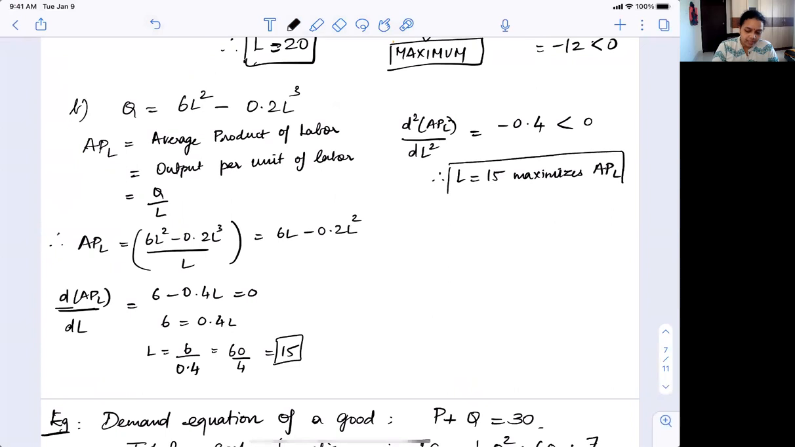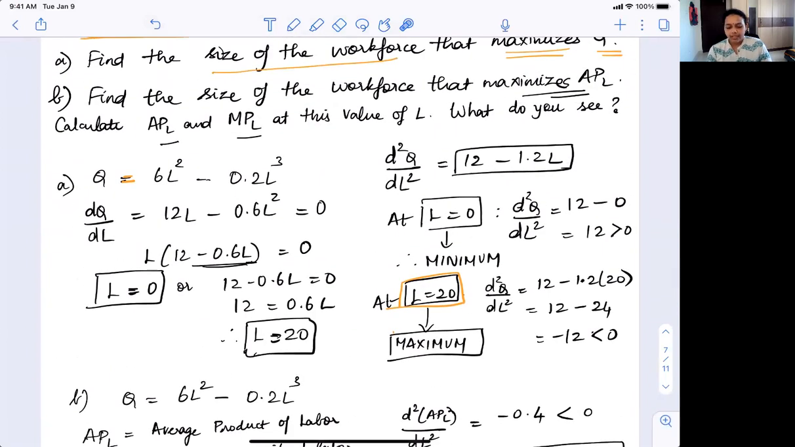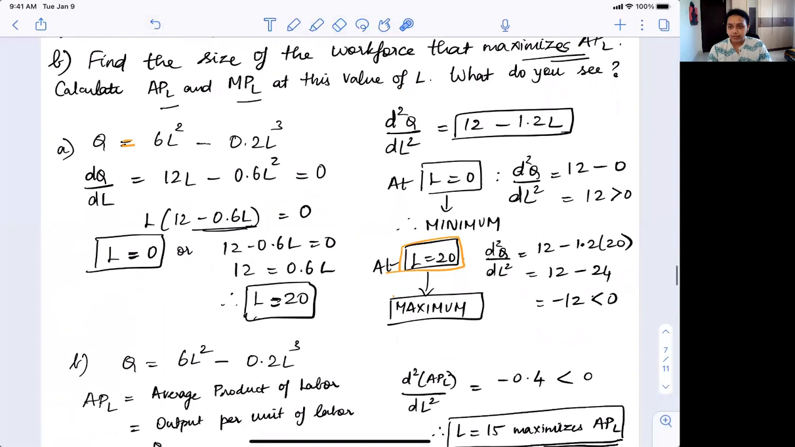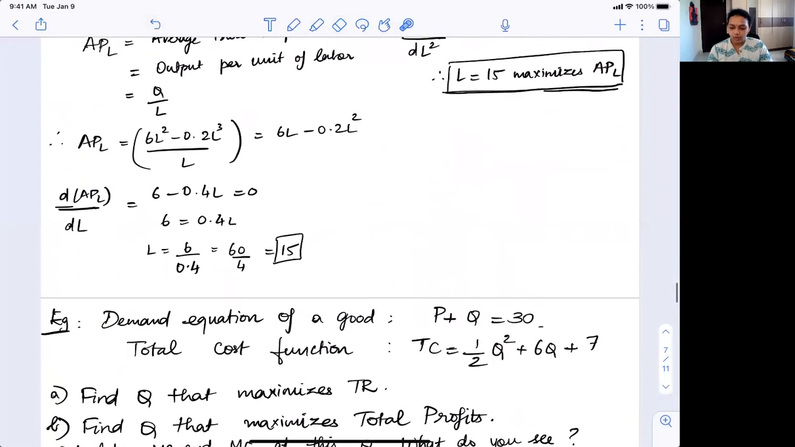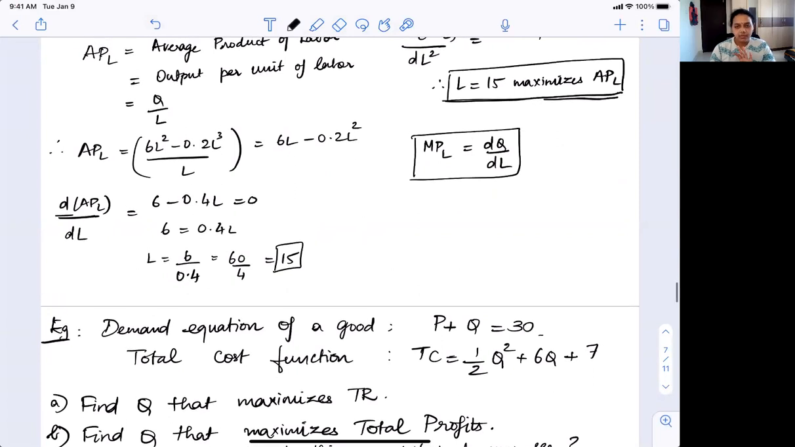And if you want to find the corresponding APL at L equal to 15, all you have to do is just plug in L equal to 15 into the expression for APL, and you'll get the answer. Now, the question also asks us to calculate APL and MPL at this particular value of L, and what do you see? I'm going to leave it as an exercise for you to figure out what's going on there. And all I will tell you is that MPL is just dQ by dL. So the rest of that problem is an exercise for you to finish.